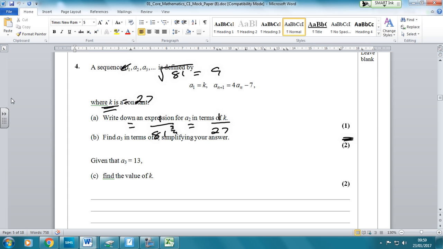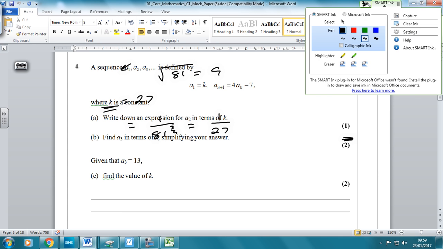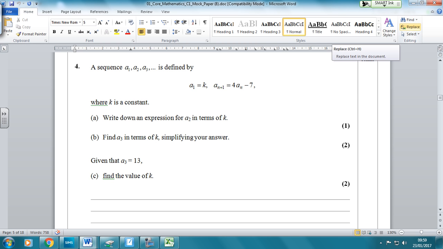Okay, question 4. Now, recurrence relations. Now, a lot of people drop marks on these, so it's worth going through this part of the video a couple of times. So the first thing we've got to do is write down an expression for A2 in terms of k.